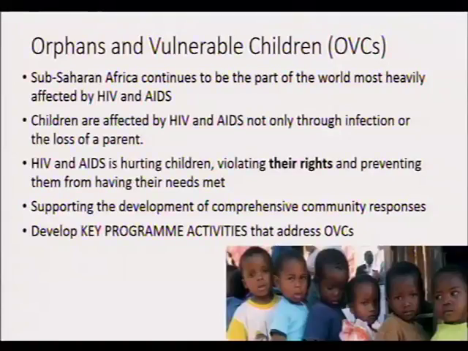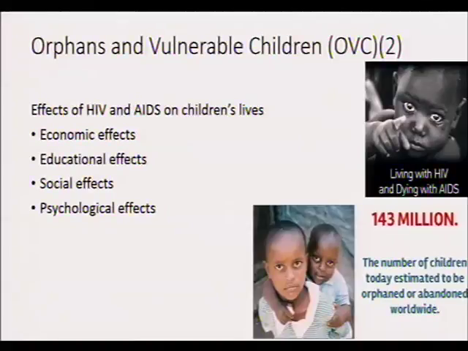So the aspect of OVC is very important in this, and why do I mention that? Orphans and vulnerable children are at the heart of most donors, because these are the future of any country, and it's very important to understand that children have rights, and you have to look at the needs and how the rights of children need to be protected.